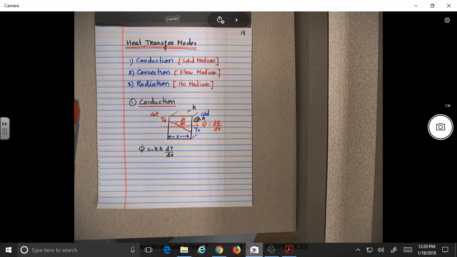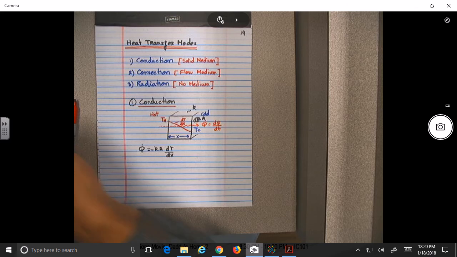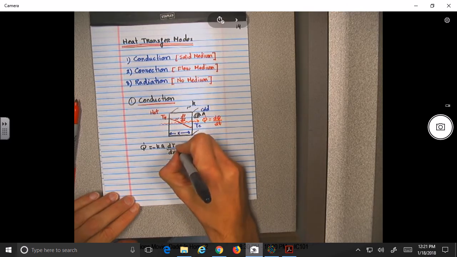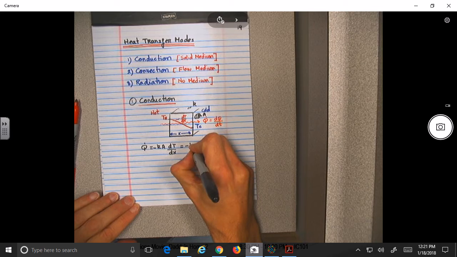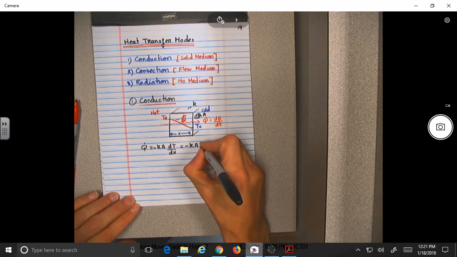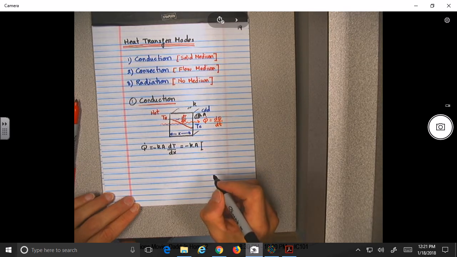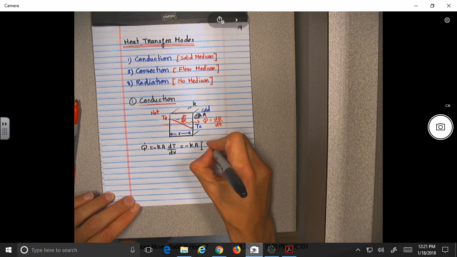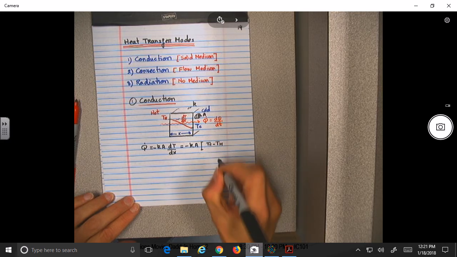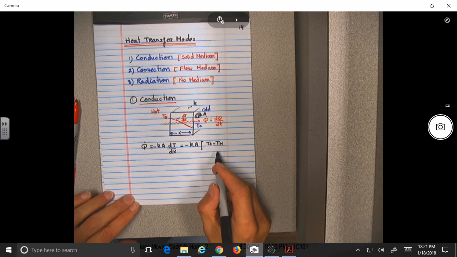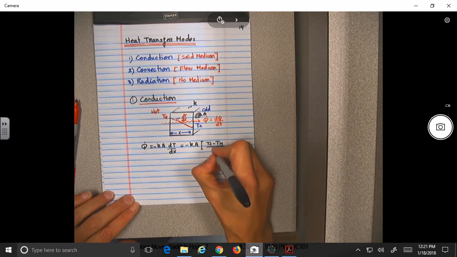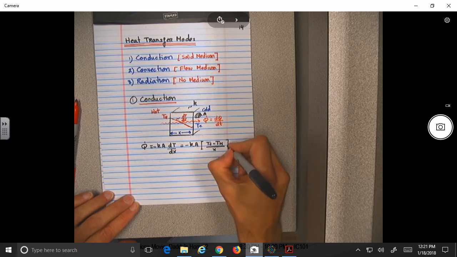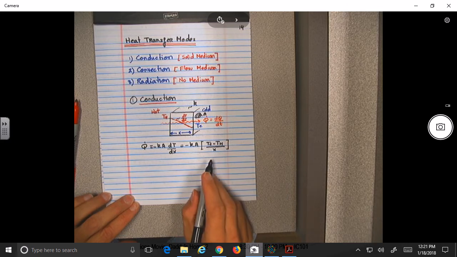We say how to call this positive, no? Okay, what is the slope of that line, the dT/dx? Is it positive or negative? Negative. So really, this should be equal to what? Minus kA dT/dx should be equal to what? How do you find the slope? Final minus initial, over x. That will be your dT/dx, correct?